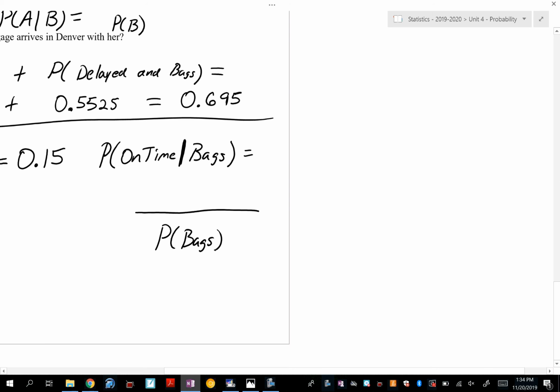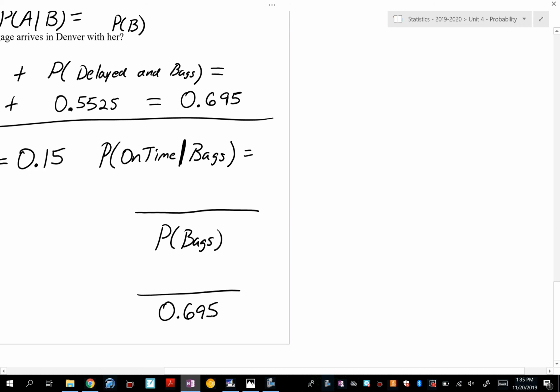And oh my goodness, what did we just find out in part B? She has a 0.695 chance that she's going to get her bags. Oh, look at that. That's my denominator.